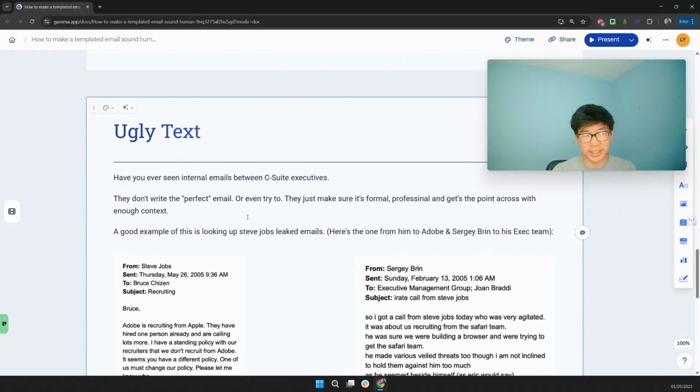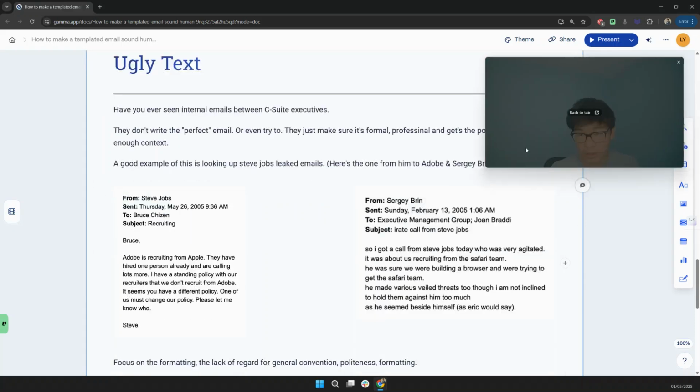So a good example of this is looking up Steve Jobs leaked emails. So this is one from Adobe. And then this is Sergey Brin to his executive team about Steve Jobs. So I'm just going to move my head around.